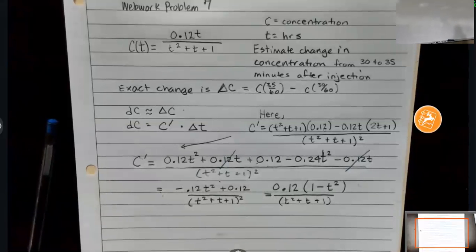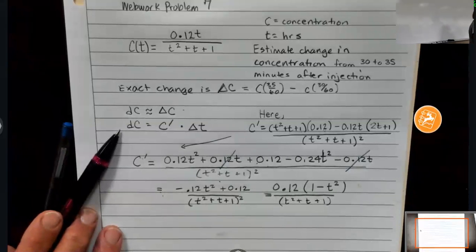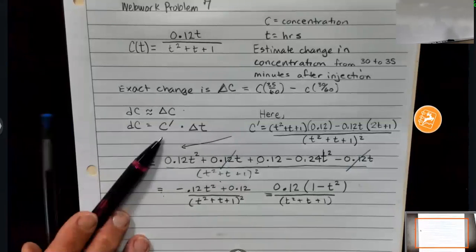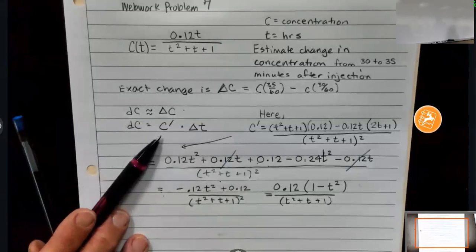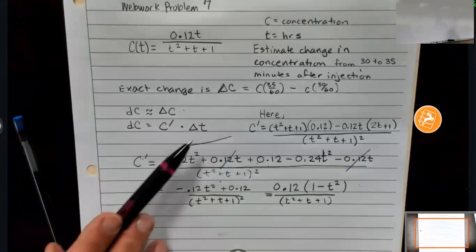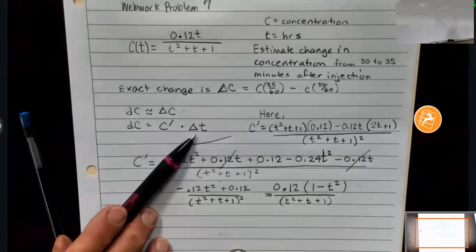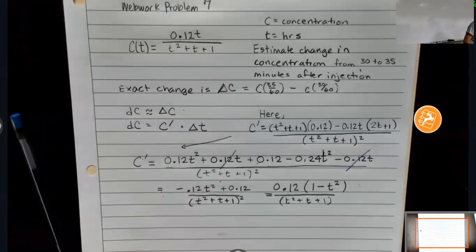Now the idea in this differential is that we do these calculations at the nice number. We evaluate C prime at 30 minutes, where t is going to be a half, and then we multiply by delta t. So the elapsed time is 5 minutes. We'll put that number in as 5 over 60, which is 1/12. That'll take care of that 12 that I have factored out in front. Okay, so let's put that in now.